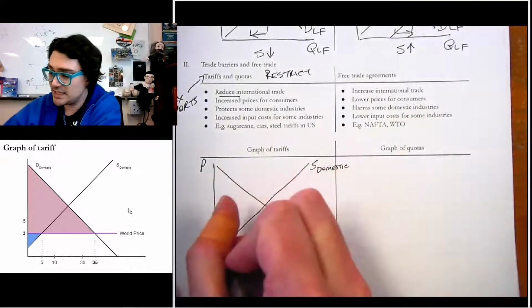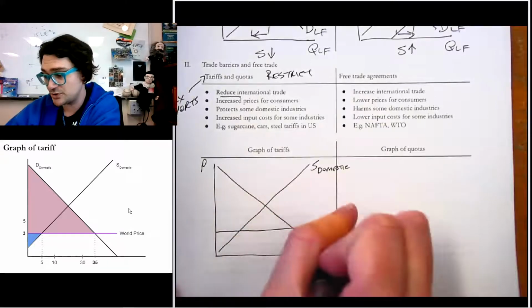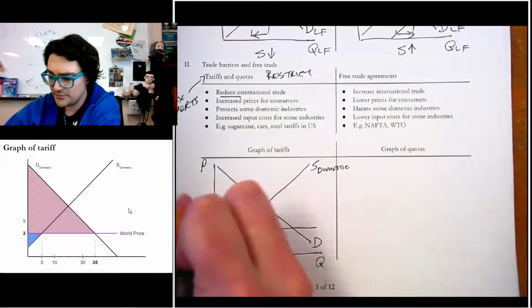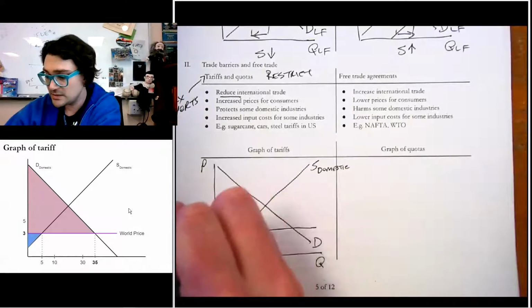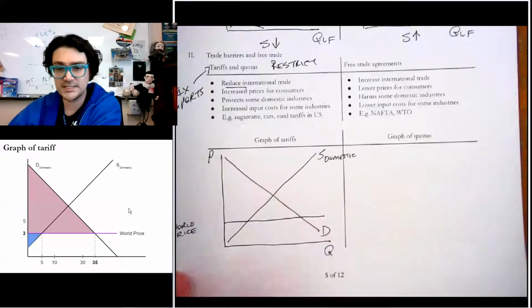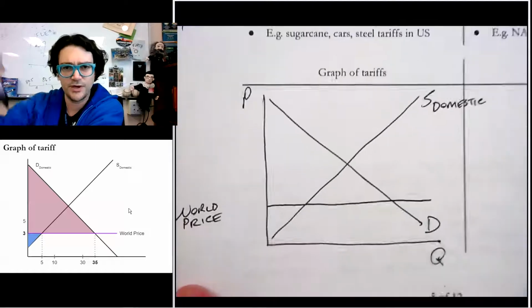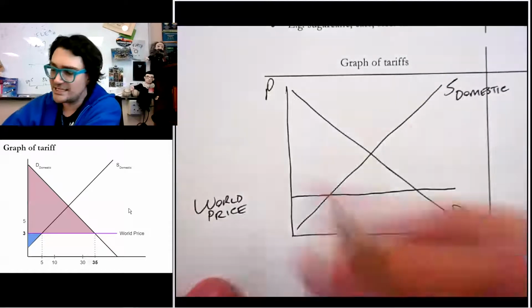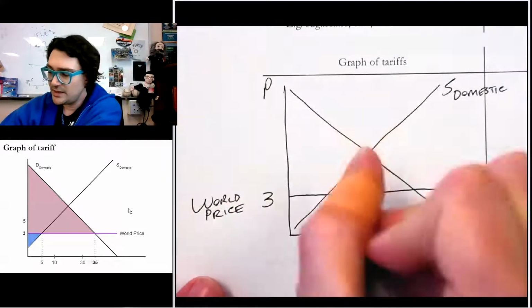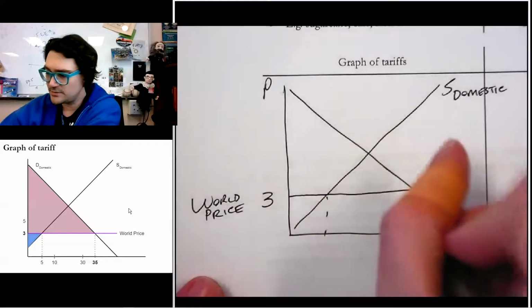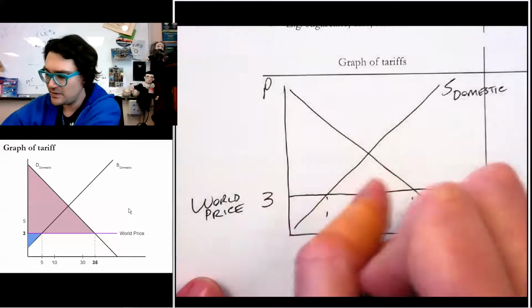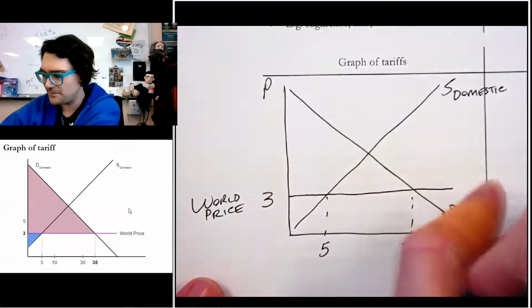And then there's an imported world price of sugar. And this world price, I'm just going to write here, world price. I'll let you zoom in just a little bit so you can see what I'm working on here. World price, let's say, is $3. And the intercept points here are 5 and 35.